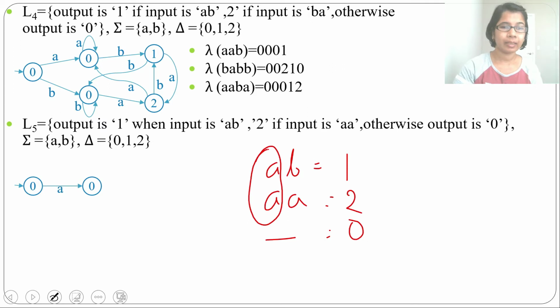Then again create two more states, one for B and another for A. So now it is for B and make this output as 1. A, B, it will be 1. Then A, it will be 2. So create another state with output 2 and make a transition. So now the frame is constructed. Next we'll just fill the rest.